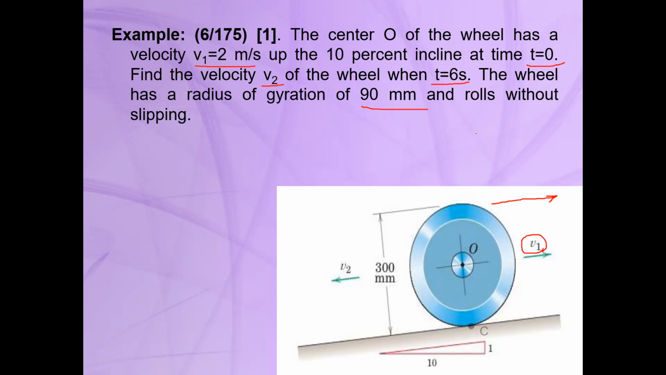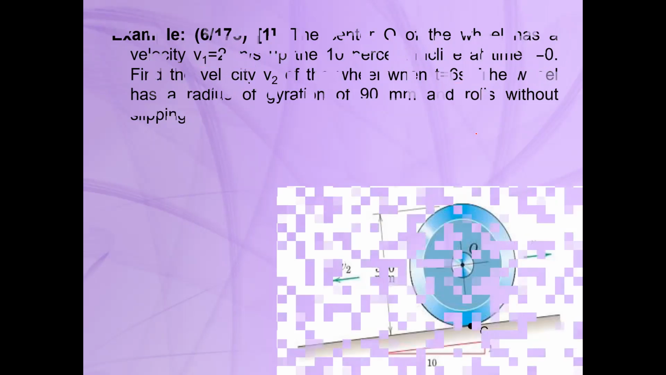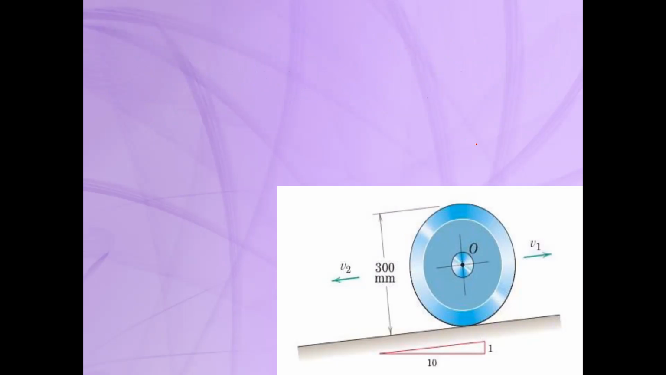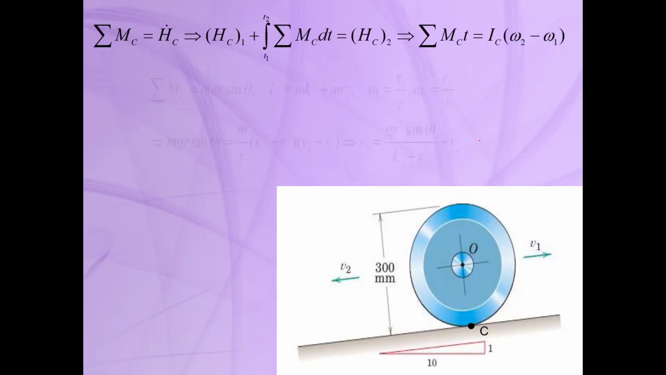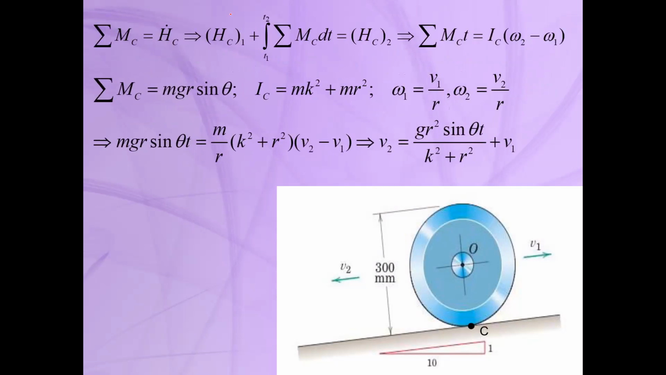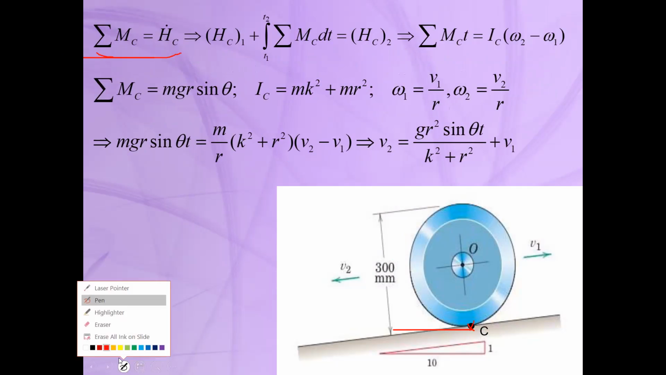So we solve this example using the impulse and momentum equation. We can write the moment equation about point C. As I told you, here we have rotation without slipping. And as I mentioned several times, when we have rotation without slipping, we can assume this is a fixed point. This point C, in fact, is a fixed point.